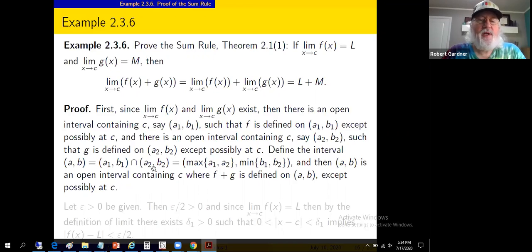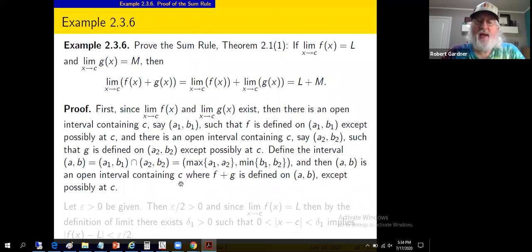Let's intersect those two intervals. c's in both of them, so c's in the intersection of them. Call the intersection the interval a b, where a is the larger of a1 and a2, and b is the smaller of b1 and b2, if you want an explicit version for it. Not necessary. We just need to show the existence of such an interval. But the interval obtained by intersecting these two is an open interval. The intersection of two open intervals, if non-empty, is an open interval.